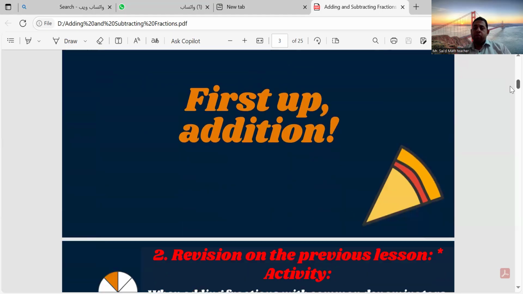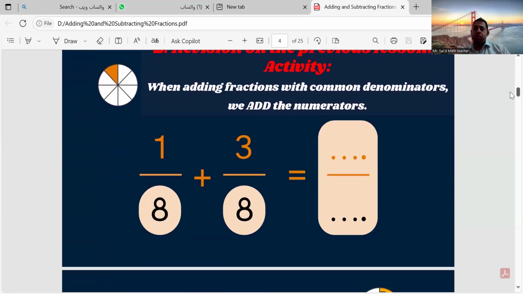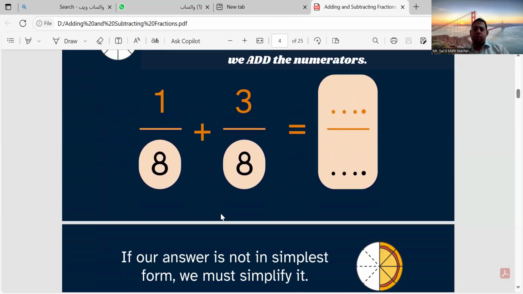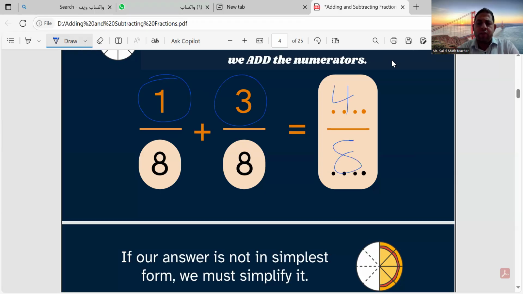Now we will start with a question from the previous lesson, okay? To revise what we studied before, we have an easy question here. We want to add 1 out of 8 plus 3 out of 8. I think it's easy. Remember, we just add the numerators when we have the same denominators. 1 plus 3 equals 4, and down we write 8. So the answer will be 4 out of 8.